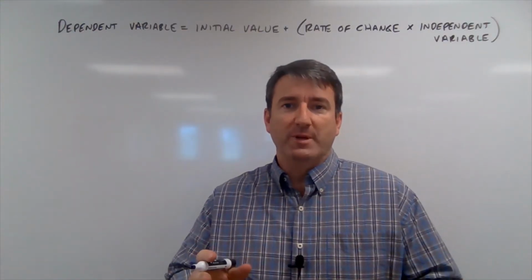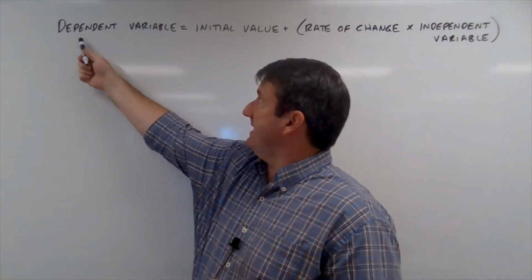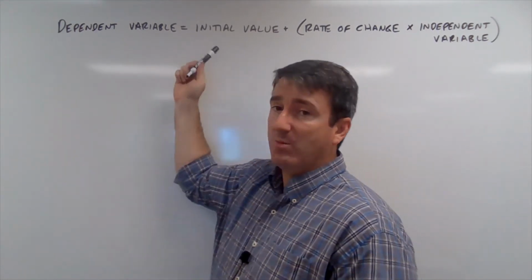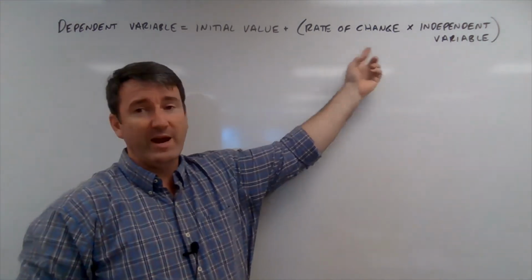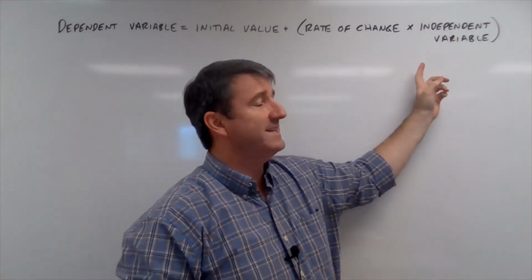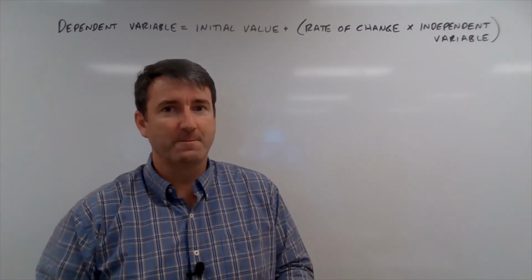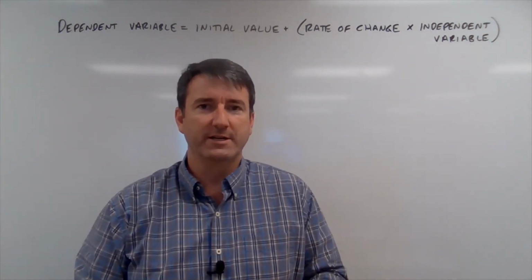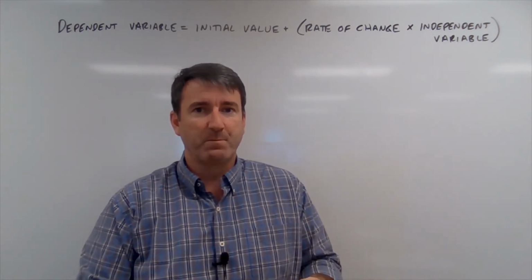The general formula for a linear function is given here. The dependent variable, for which we often use y, is equal to the initial value plus the rate of change times the independent variable, for which we often use x. So that's our general formula for a linear function. Let's now use that formula as we do our example.